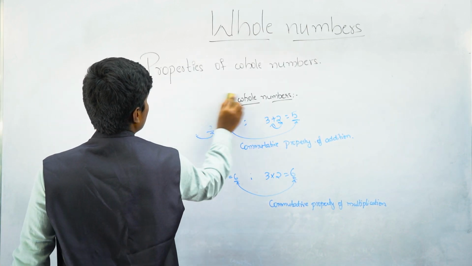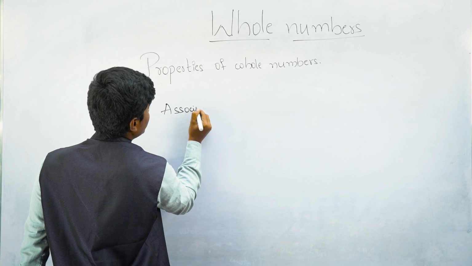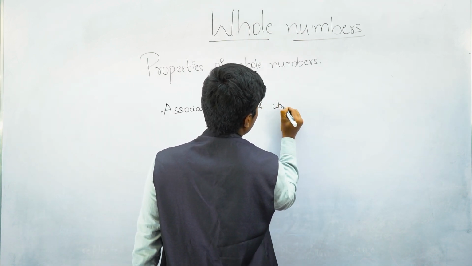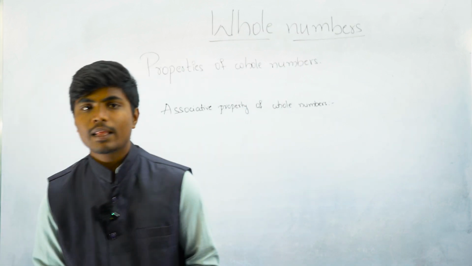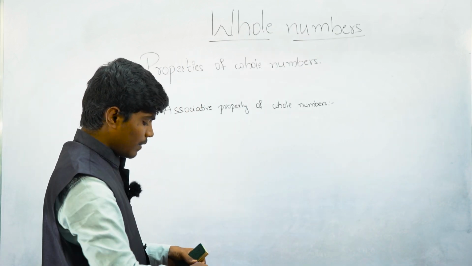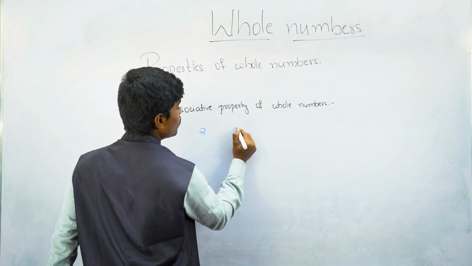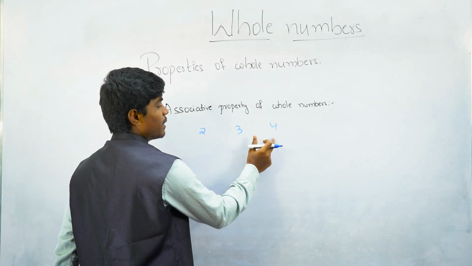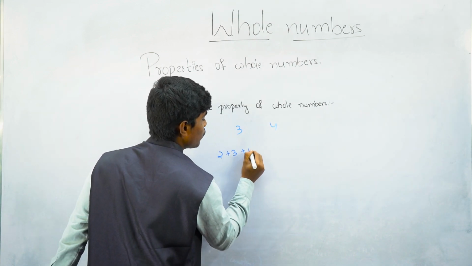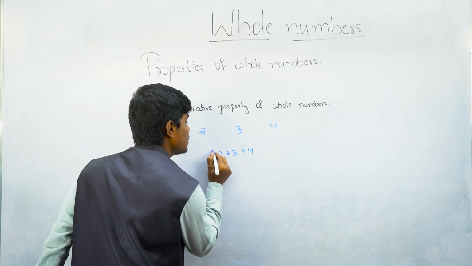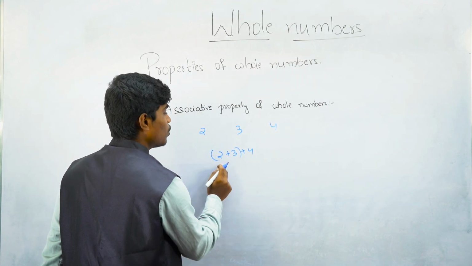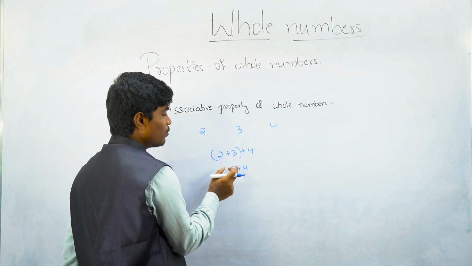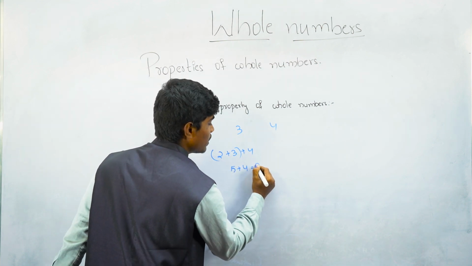Now let's discuss associative property of whole numbers. In commutativity, we have taken two numbers. In the associative, we have to take three numbers. Suppose 2, 3, 4. See, here first we add the numbers 2 plus 3 plus 4. First we will add the first two numbers and then we will add 4. 2 plus 3 is 5, and plus 4, we have to add 4 to the answer we have got. 5 plus 4 is 9.